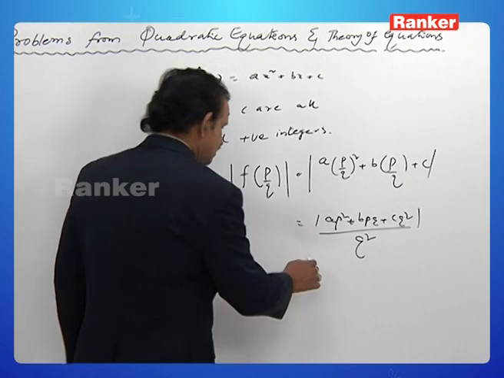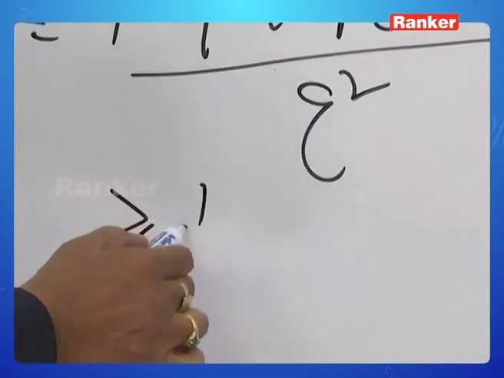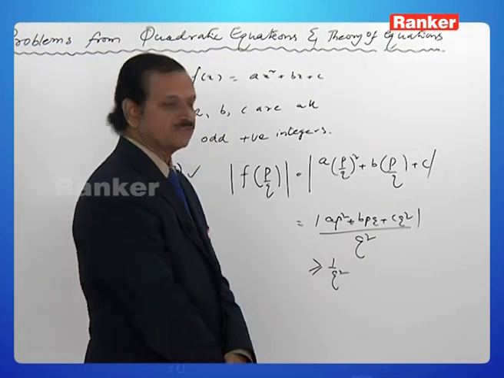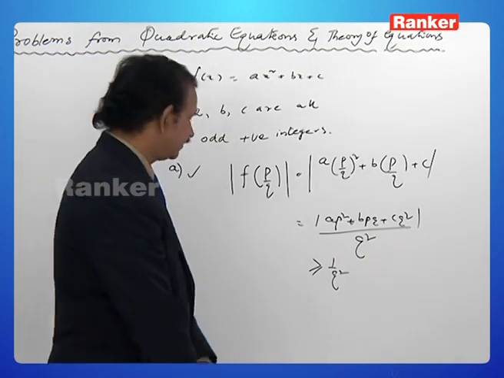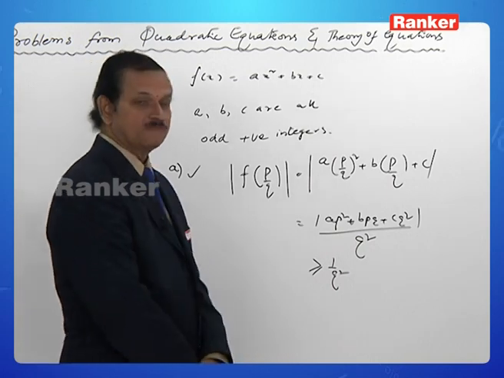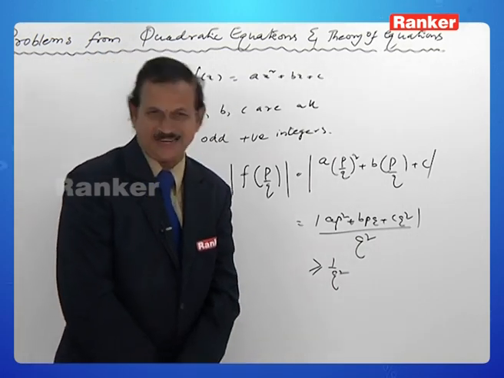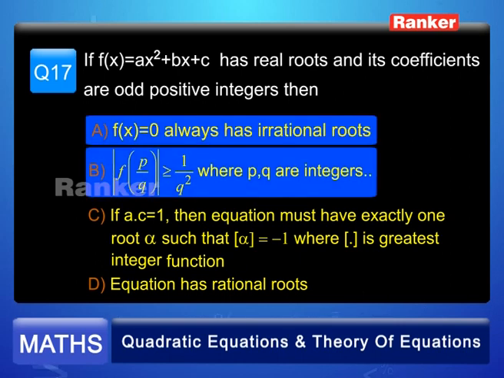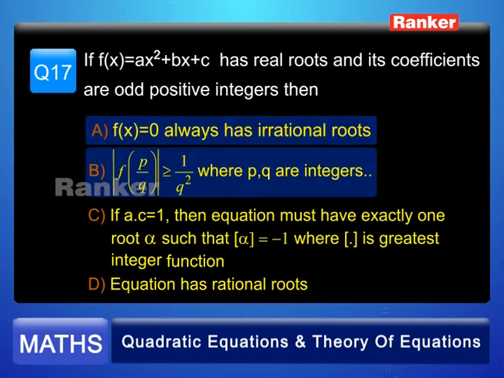Therefore, this is definitely greater than or equal to 1 by q square, because the numerator is greater than or equal to 1. Therefore, second option is also correct. So, what are the suitable options here? Option A and option B. Both the options are right.